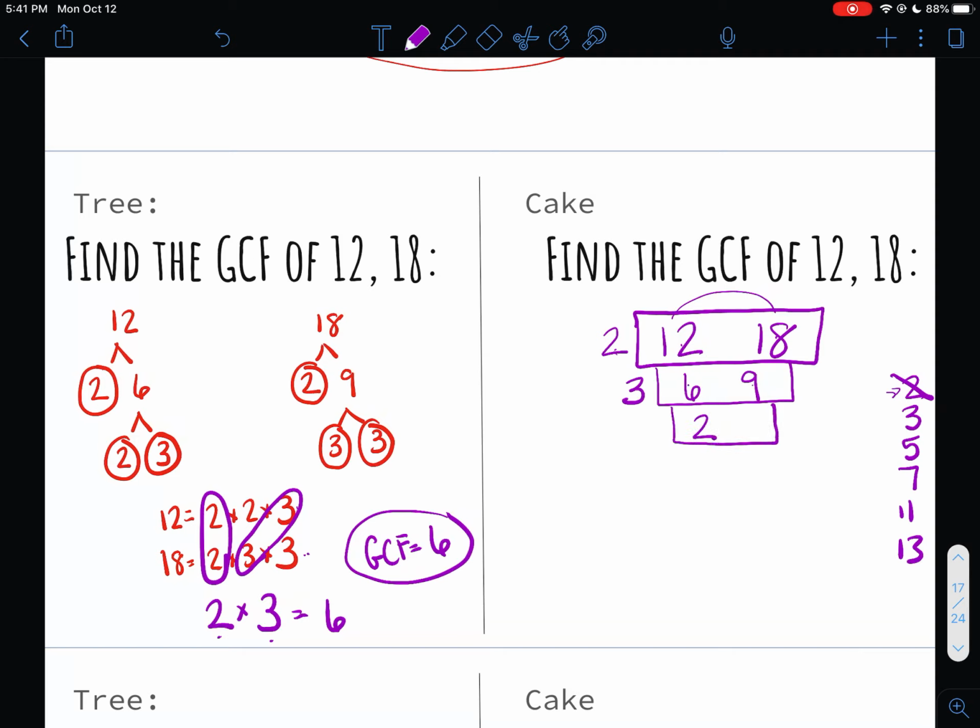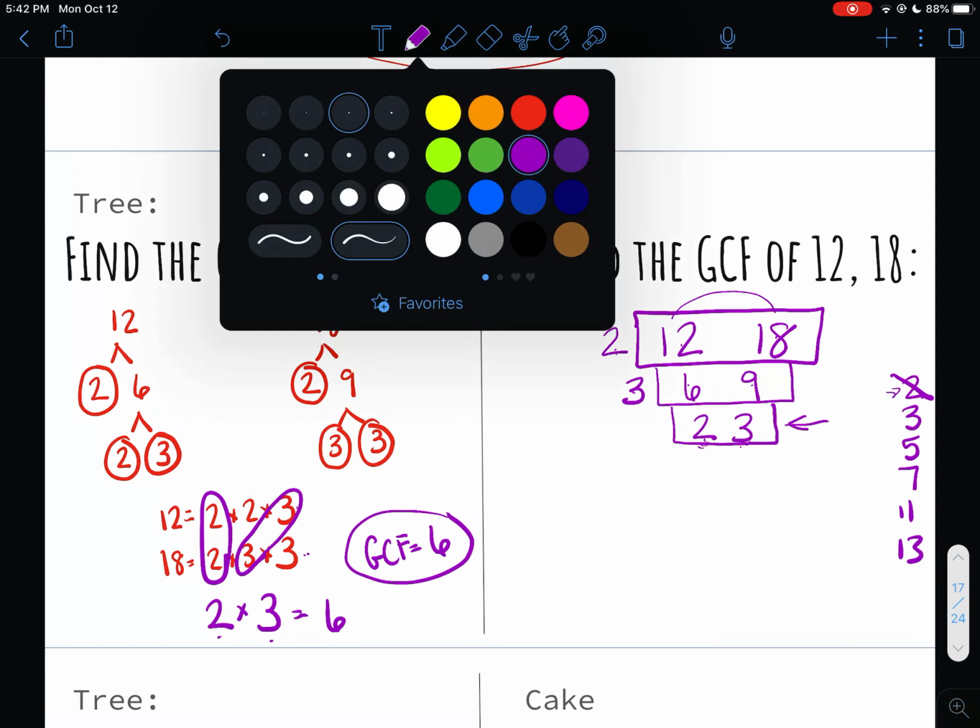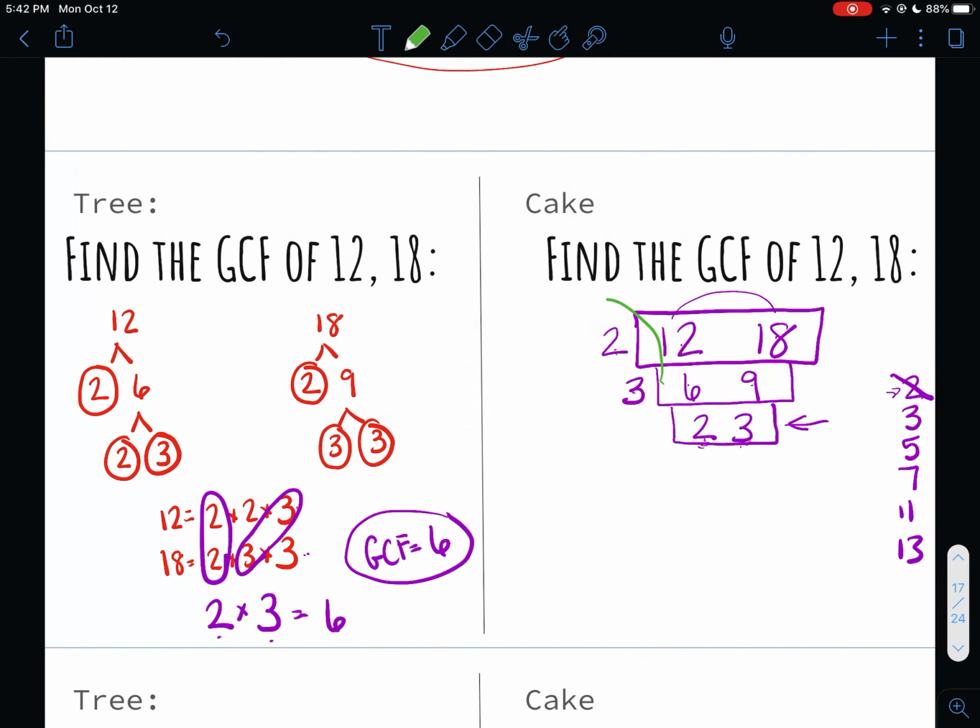6 divided by 3 is 2. 9 divided by 3 is 3. So 2 and 3 are both prime, so they're not going to have a common factor. When you get to the bottom of your cake and you can't find a prime factor of either of them, you're done. And the numbers outside your cake are going to be the greatest common factor. So 2 times 3 is 6. So your greatest common factor equals 6.